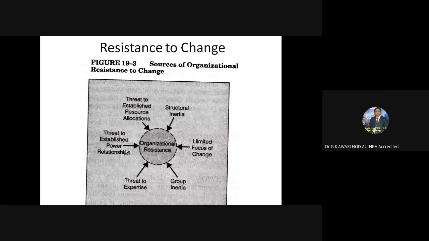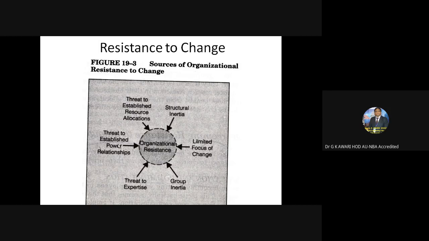Threat to established power relationships. Whenever, for example, a director is there, and then a deputy director is appointed in the organization, people try to offer the resistance. The organization also offers a resistance.